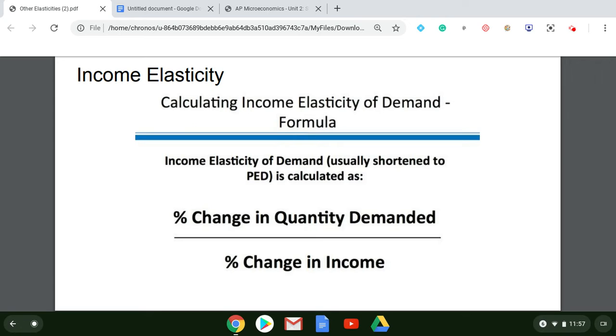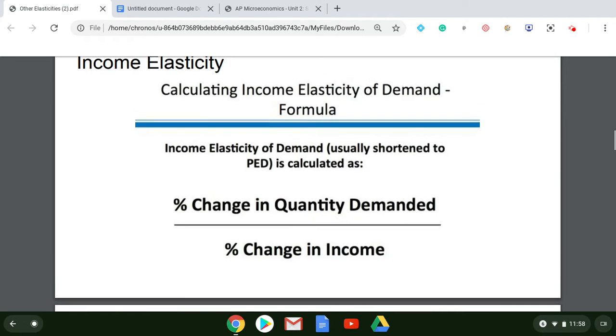And with income elasticity, we're going to talk about the percent change in quantity divided by the percent change in income. Okay, so we're still going to calculate percent changes, and it's going to give us a number. So let's look at an example to go through this.